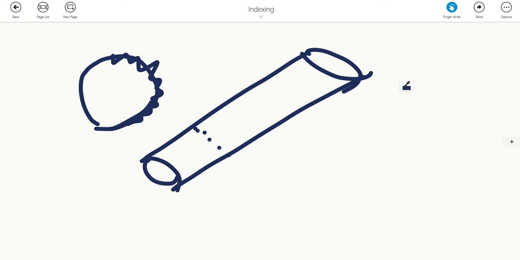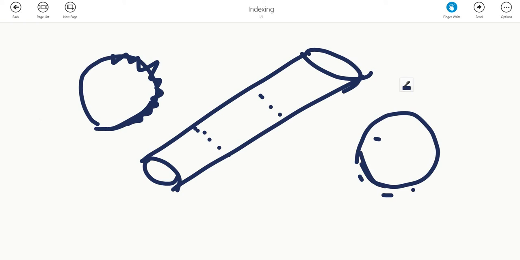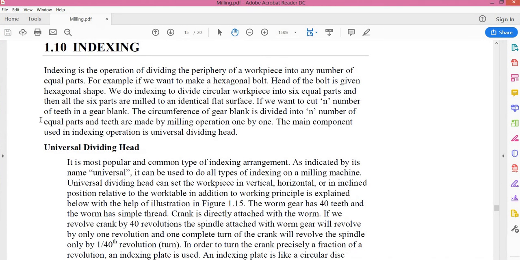Manually, if you want to make holes on the surface, and those holes need to be equispaced, you cannot make them manually. So for that purpose you need indexing on this particular disk. Suppose you want to create flat surfaces at equal distances, you cannot make them manually, so you will have to take help of the indexing mechanism. That particular indexing mechanism we will learn today.